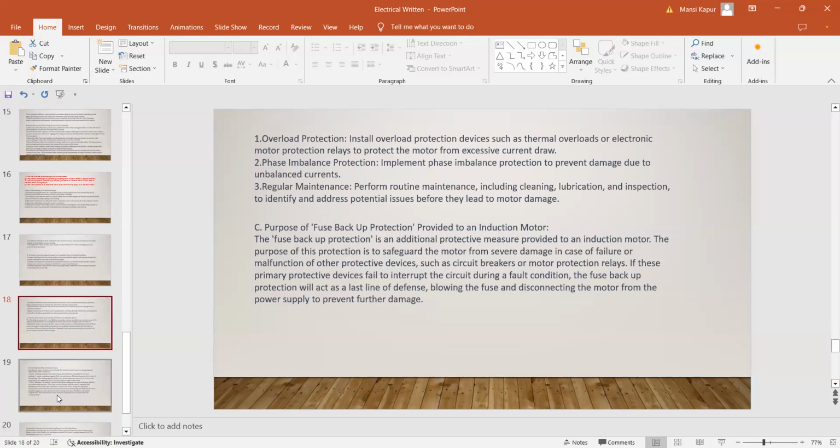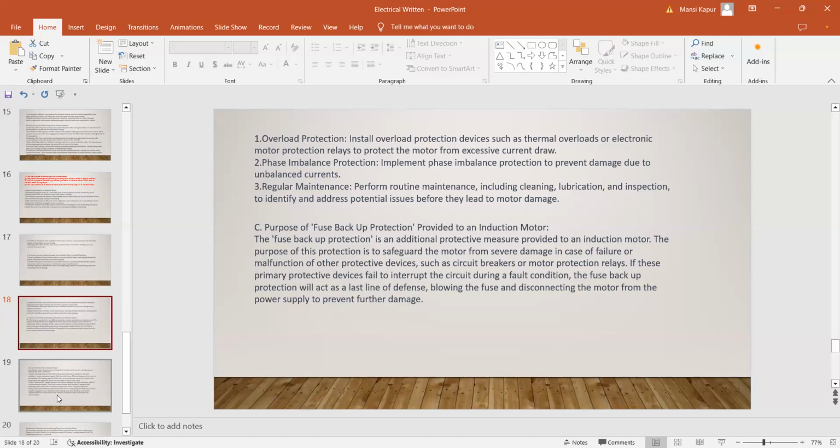Overload protection: install overload protection such as thermal overload or an electronic motor protection relay to protect the motor from excessive current draw. So you can put overload protection which can measure the current. So what all protection are we using on the motor? We already discussed, right? Overload protection. What all the things are we using? Fuse, right? Bimetallic strip, relays, right? Overcurrent protection.